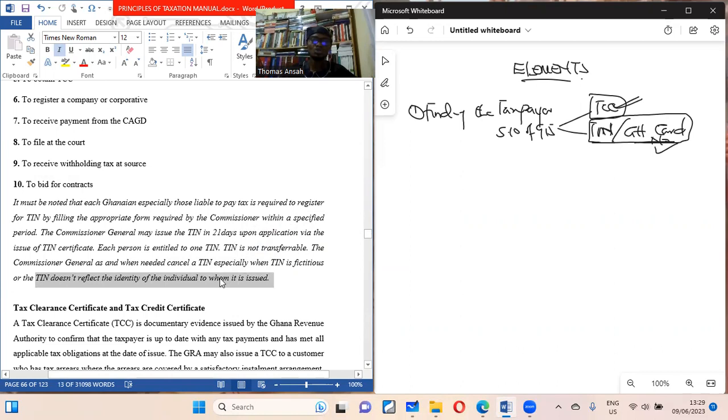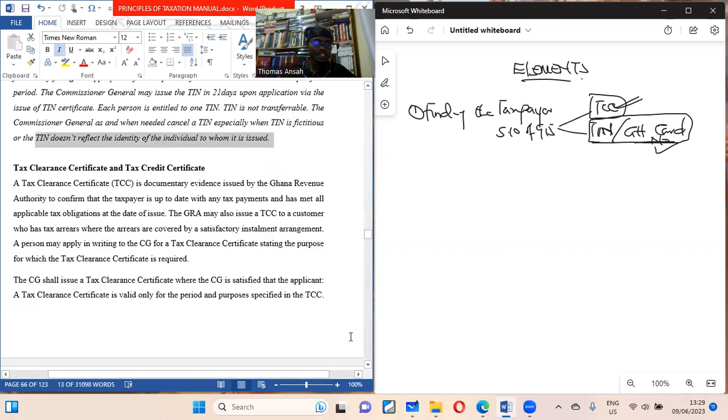All right, so we have the tax clearance certificate and the tax credit certificate. You see, don't be confused. These two concepts have been confused. What is a tax clearance certificate? A clearance certificate says that you have paid all your obligation, or even if you owe, you have made an arrangement with the Commissioner General to settle the liability, and therefore he can clear you, all right?